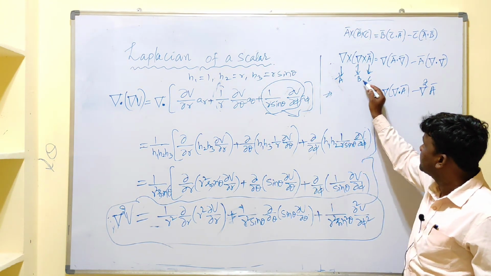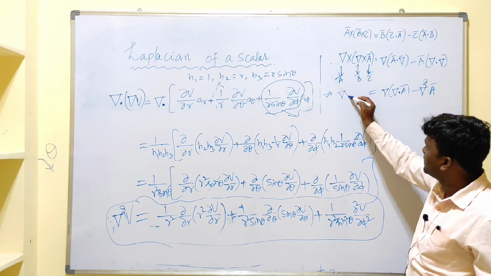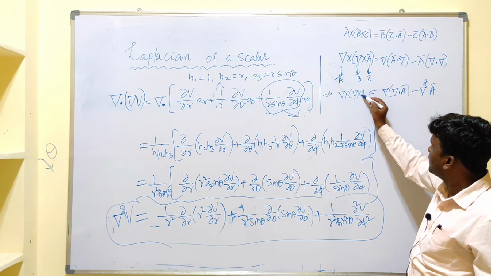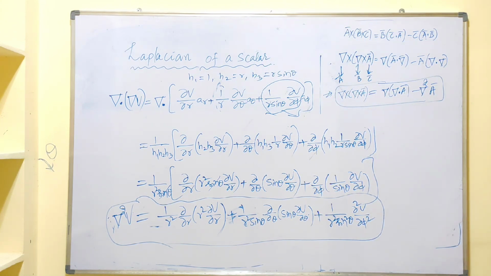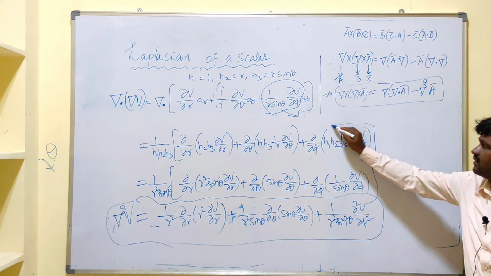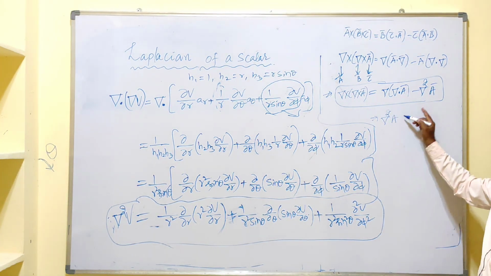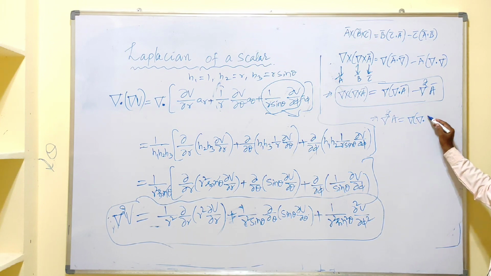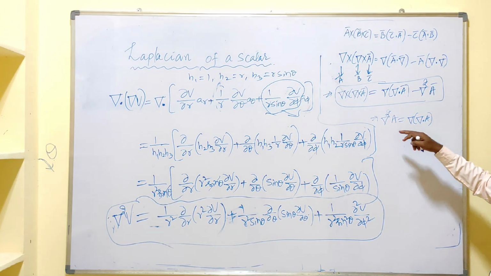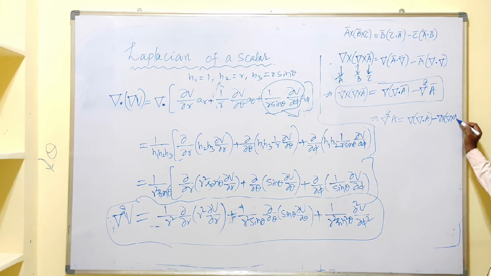For understanding purposes only, I consider this as A bar, B bar, C bar, that is del cross A bar. Now, what is required? The Laplacian operator on the vector. From this we can write del square A, sending it to this side: del square A equals del of del dot A minus del cross del cross A.